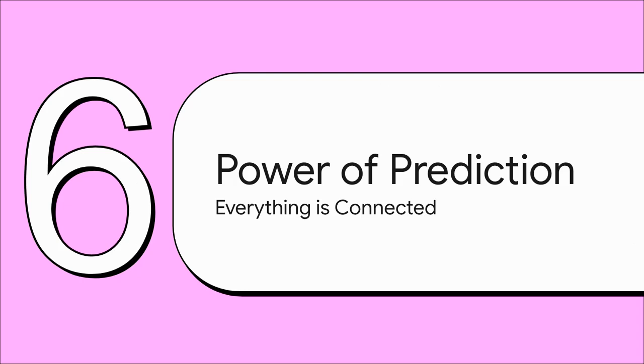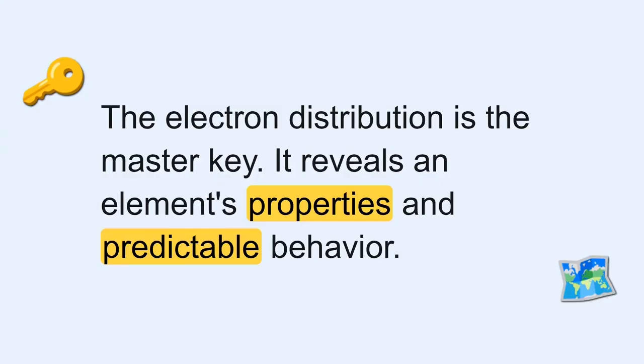So let's bring this all home. What have we really learned? We've seen that an element's address on this table isn't just a random set of coordinates. It's a story. It's a story about its identity, its personality, and its destiny. And in the periodic table, everything is connected. If there's one thing you take away today, it's this. The electron structure is the master key. It's what decides the element's place on the table, and that place, in turn, tells you almost everything about its properties and how it's going to behave.